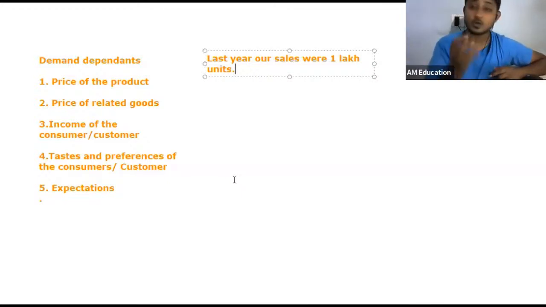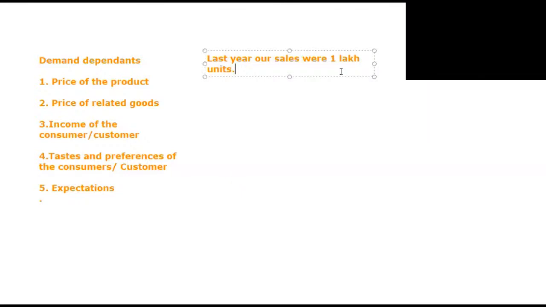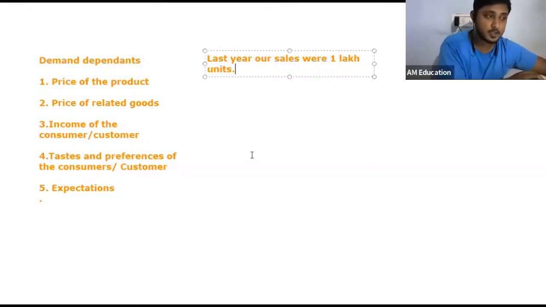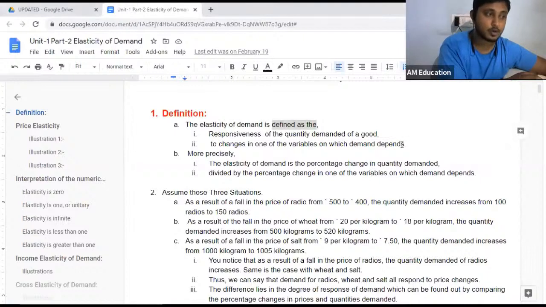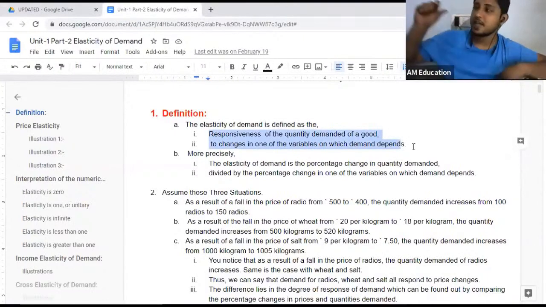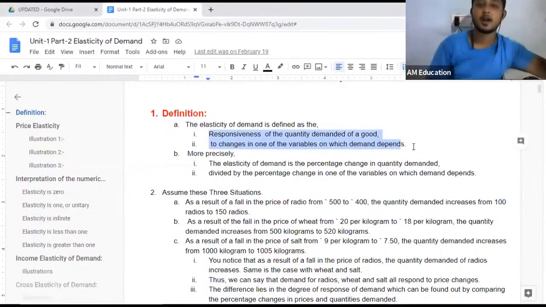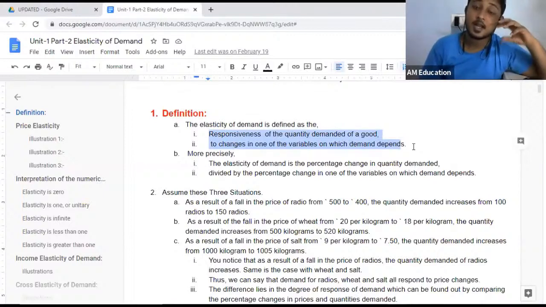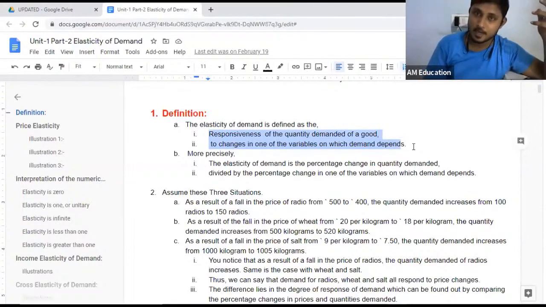So for any change in these variables he was talking about, right? For any change in these variables, it is the responsiveness of the quantity demanded of a good to changes in one of the variables on which demand depends, right? So for a change in any of the variables, how much has the demand been affected? How much has the demand responded, right?